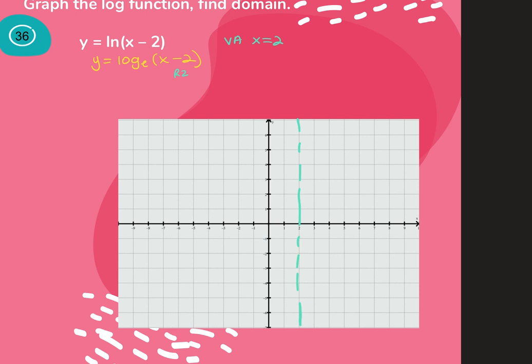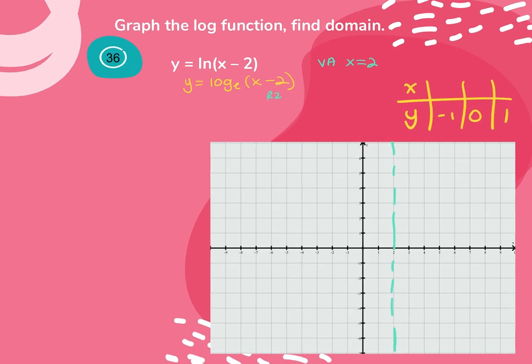Then I'm going to convert this into exponential, and I'm going to plug in for the y's: -1, 0, 1. So e picks up the y. e to the y would equal x minus 2, and then I add the 2. So e to the y plus 2 equals x.